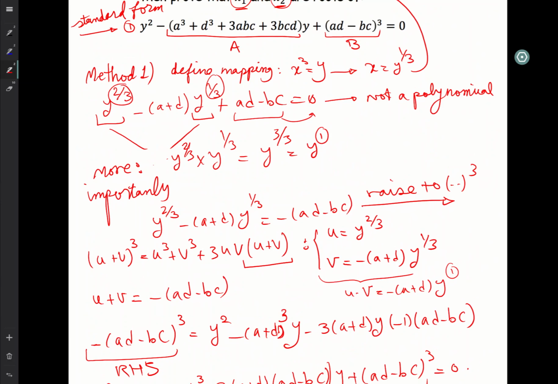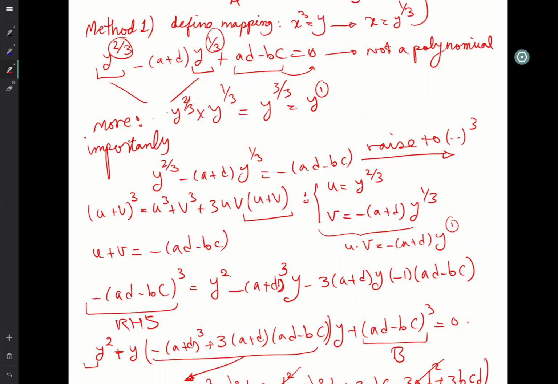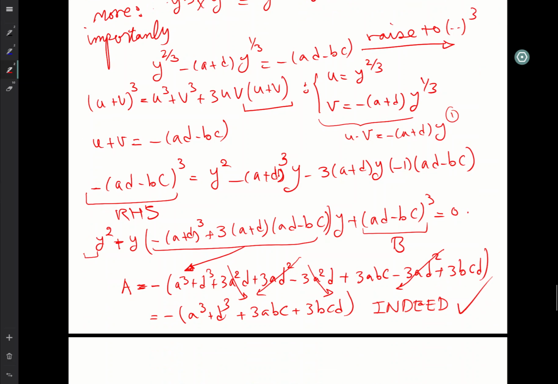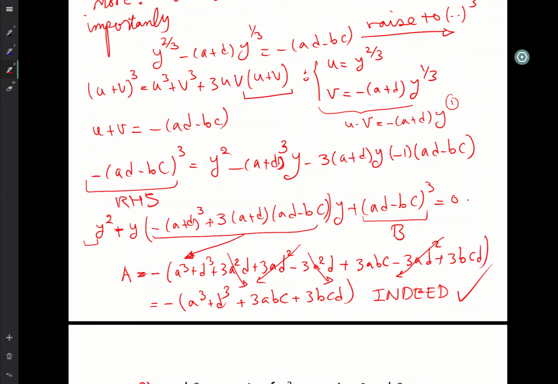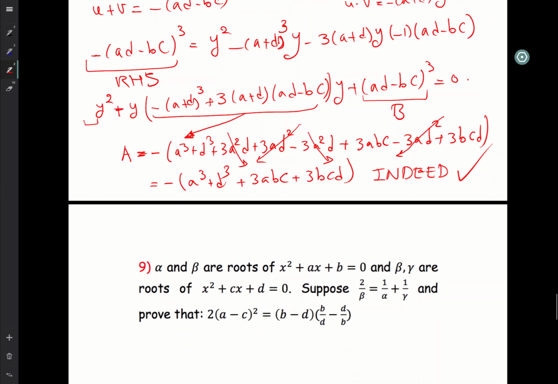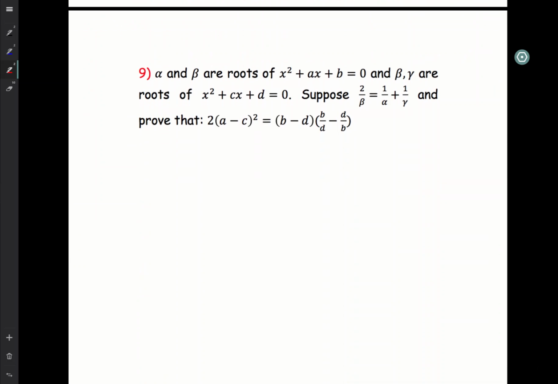So in this case we used the first method and did a direct mapping, but we didn't end up with a polynomial right out of the bat. So we had to do some manipulation of the equation, and we used the fact that y to the 2/3 times y to the 1/3 gives me a polynomial y. We raised both sides to the third power, and then we were able to take a polynomial out of the equation eventually. Okay, all right, next problem.